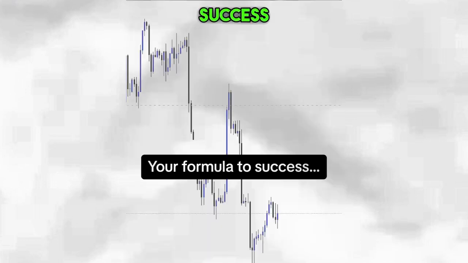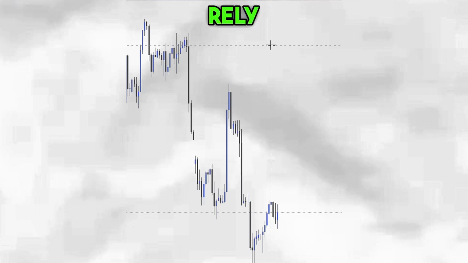Your formula to success as a trader isn't to try and understand every single technical aspect of how the market works. It's by following a very simple step-by-step process that you can rely on and that ultimately gives you the best edge in the markets.